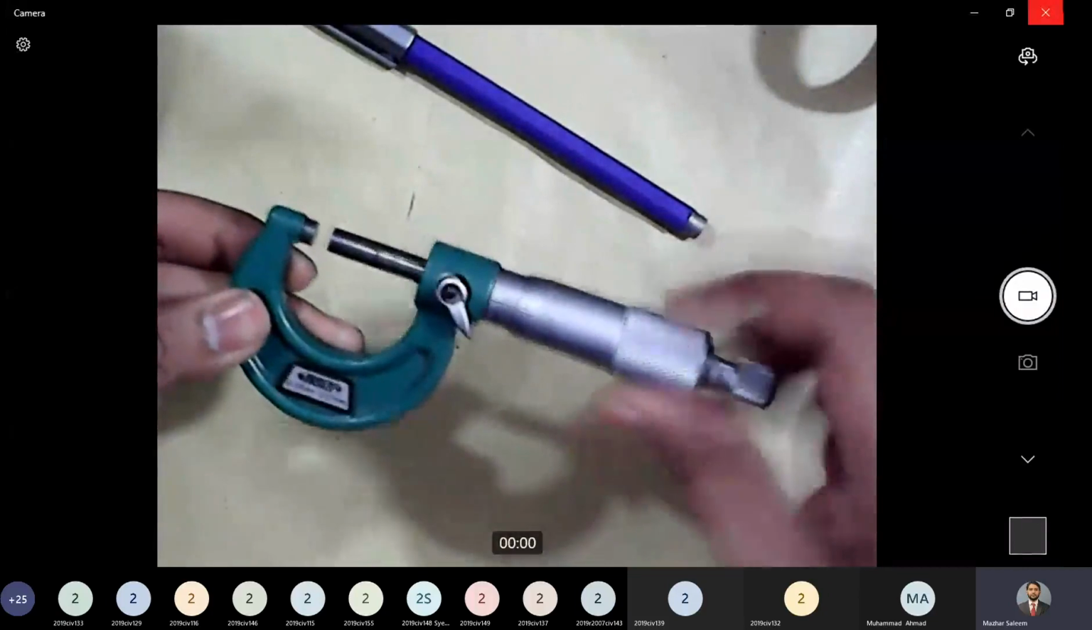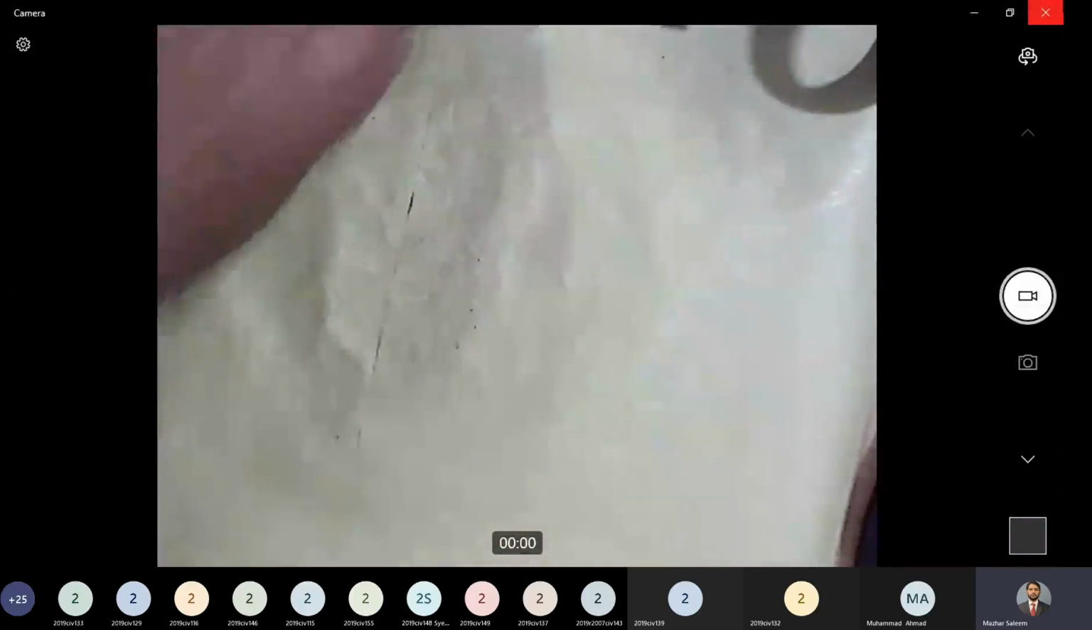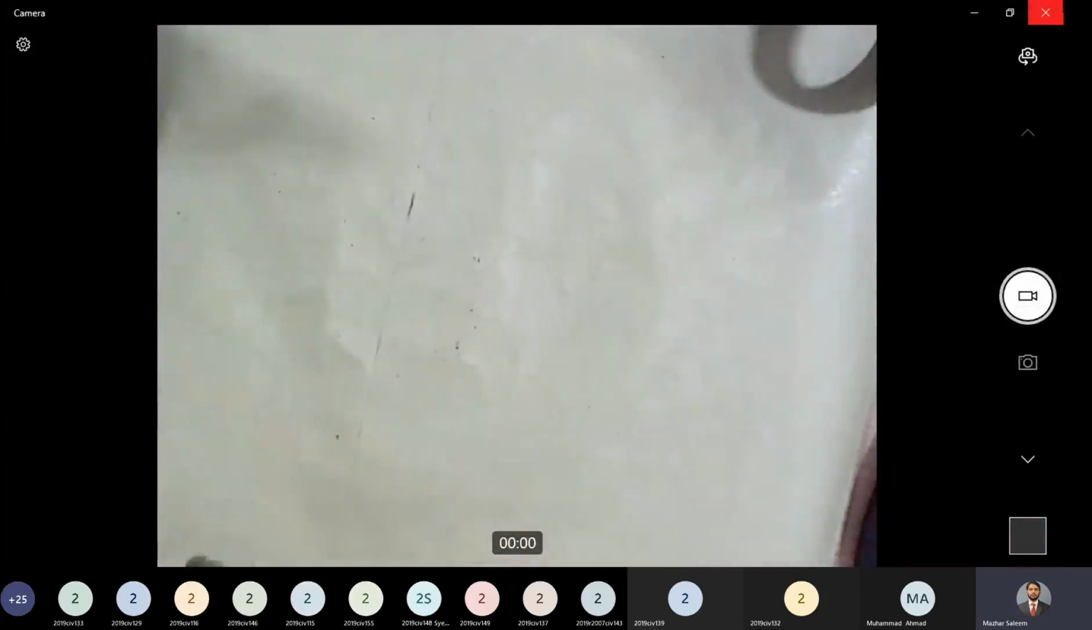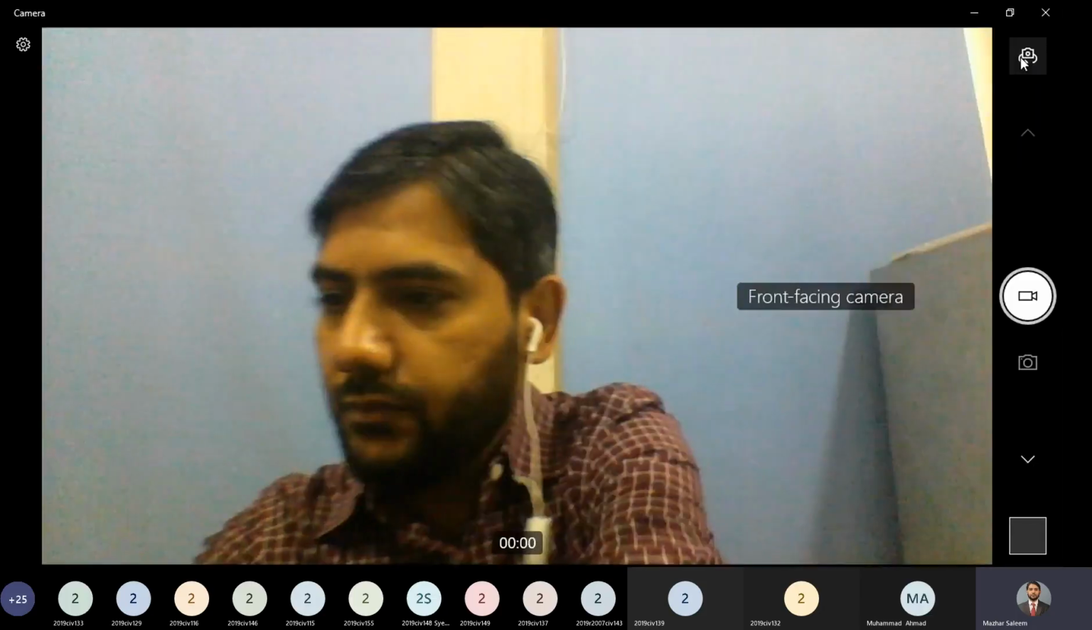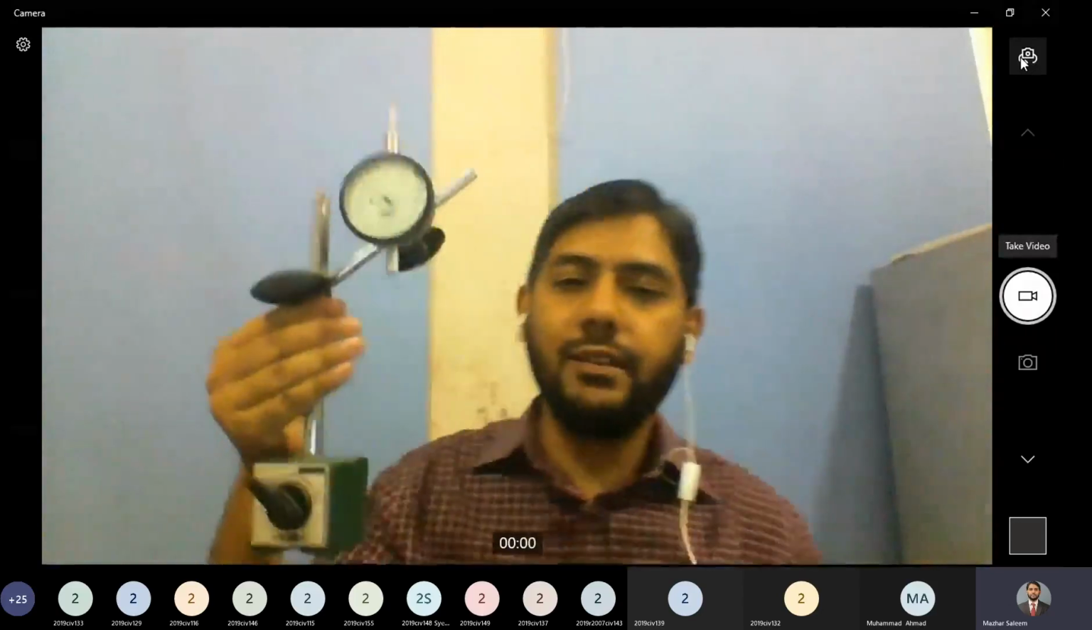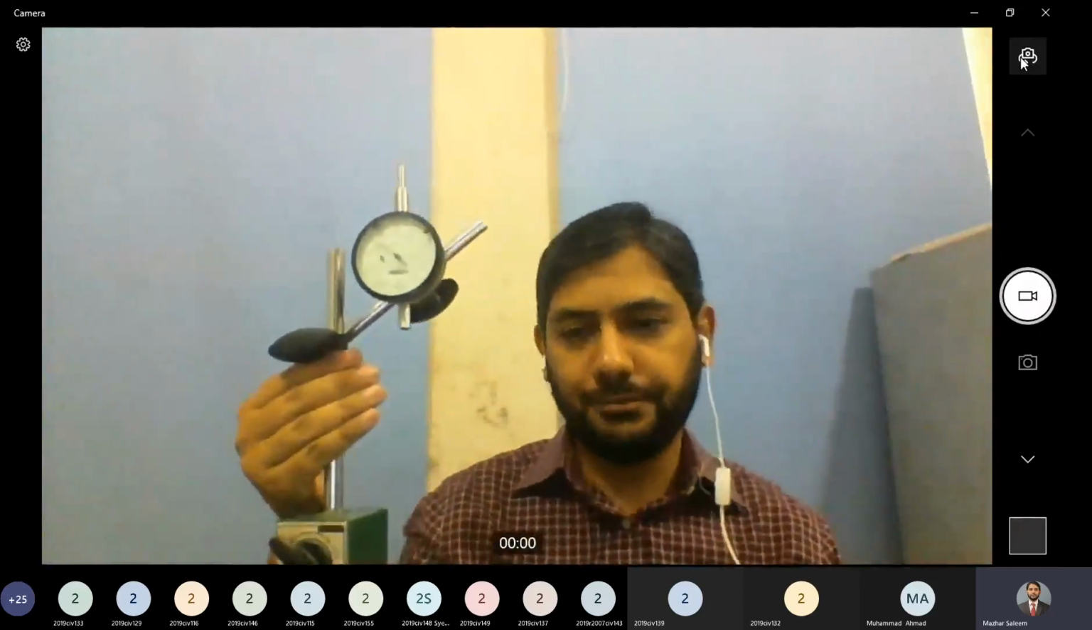Okay, so this was the second one. Let me close it and place it here. Okay, now let's move to the next instrument. The next instrument is known as deflection gauge. For deflection gauge, let me turn on the other camera. All right, so this instrument is known as deflection gauge.